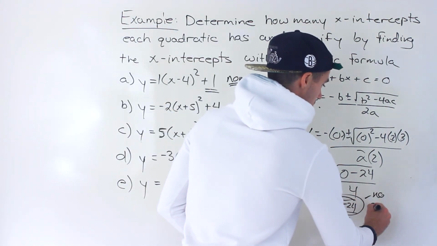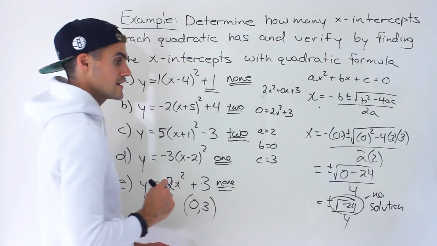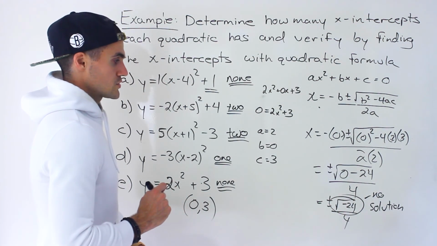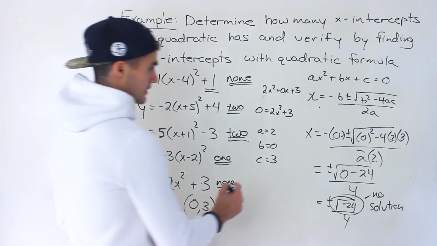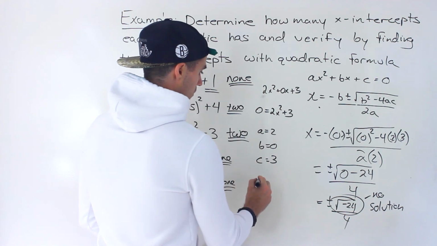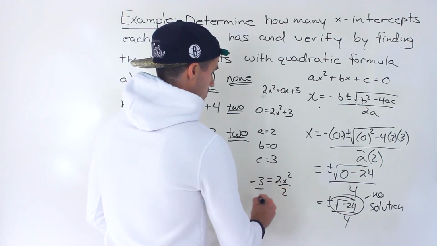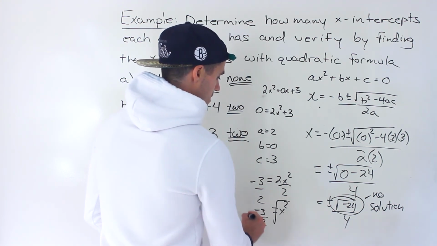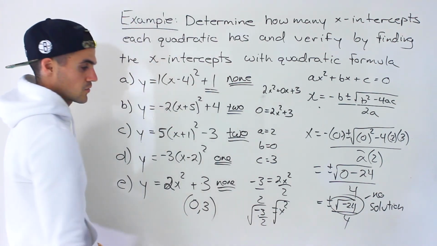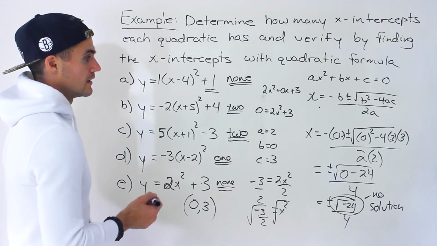So over here, because that discriminant is negative 24 in this case, there are no solutions, meaning there's no x-intercepts. And then you could even try to isolate it here. So like if we brought the 3 over, it'd be negative 3. Then we divide both sides by 2. And then we square root both sides to get the x by itself. Again, can't square root a negative number. So even if we try it that manual way, it's not going to work.